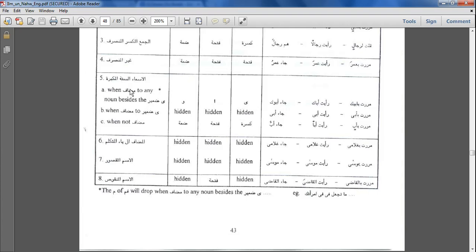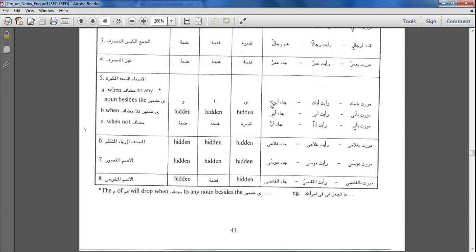First of all, let's look at the rules. Asma sitta mukabbara. The rule is when mudaf to any noun besides the ya dhamir. Ya dhamir meaning, for example, akhi, abi, it's always going to be the same. When it's mudaf to any noun besides the dhamir ya, it is going to be waw, alif, and ya. Ja'a abuka, ra'aytu abaka, marartu bi abika.